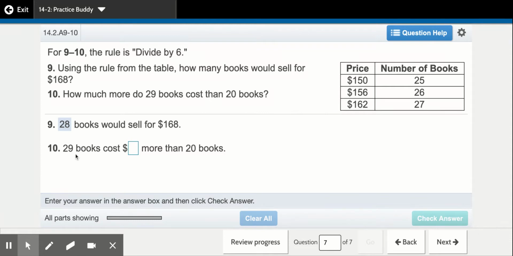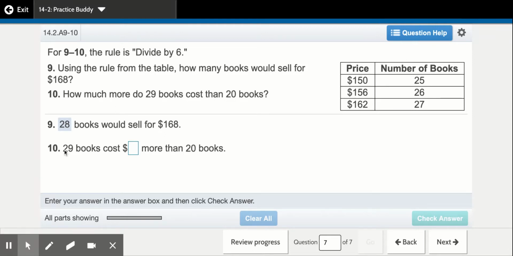However, 29 books cost how much money more than 20 books? So what I would do here is now you're starting with this number, 29 and 20, and they don't come necessarily next, like 20 is way before. But if the rule is to divide by 6 this way, you can multiply by 6 the other way.